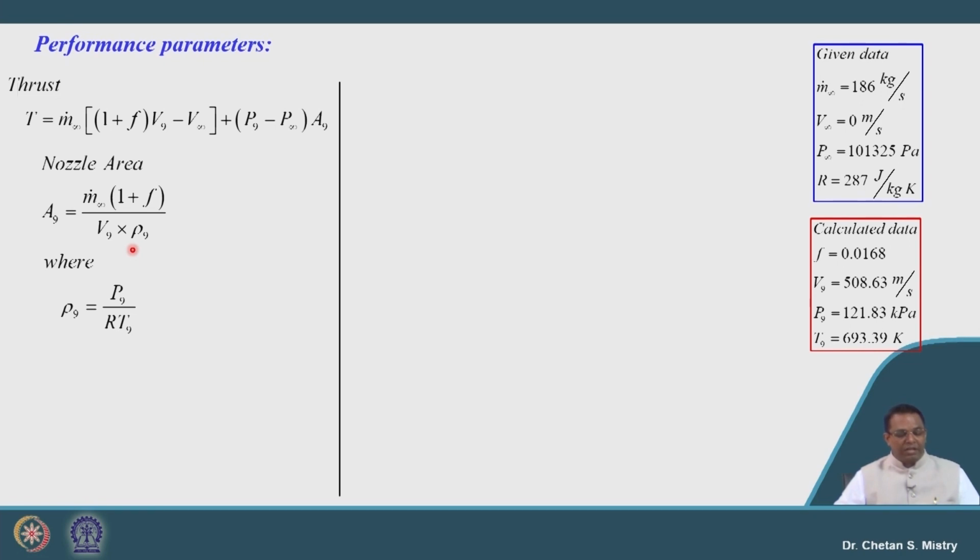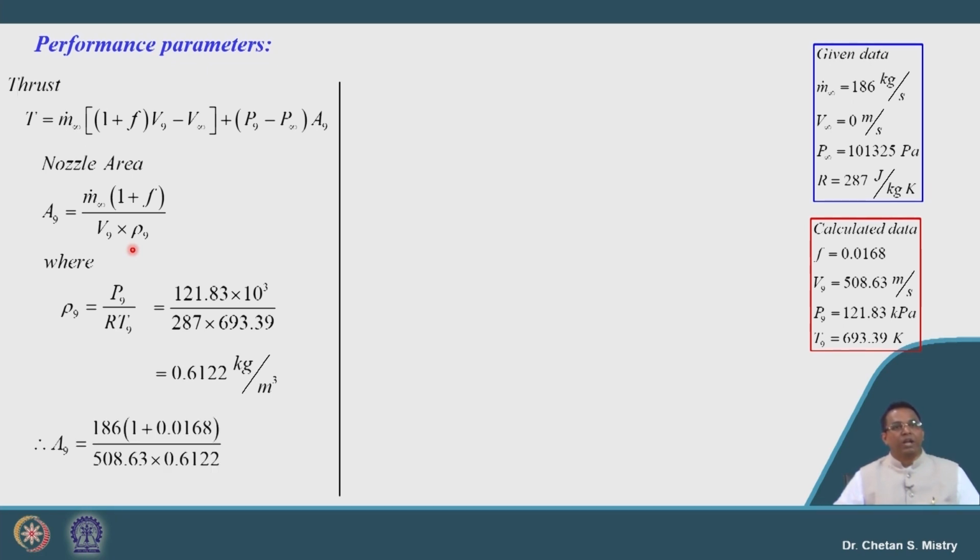So let us put that. The density is given by P9 by R T9. The pressure value at the exit is known to us, R we take as 287, and T9 we calculated as 693.39. Putting these numbers, the density comes as 0.6122 kg per meter cube. Based on that we can calculate the exit area, and this exit area comes as 0.6074 meter square.